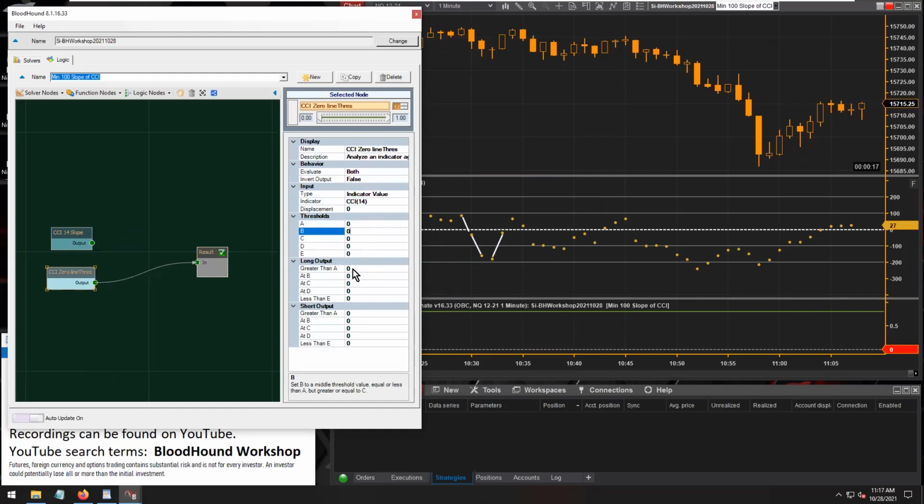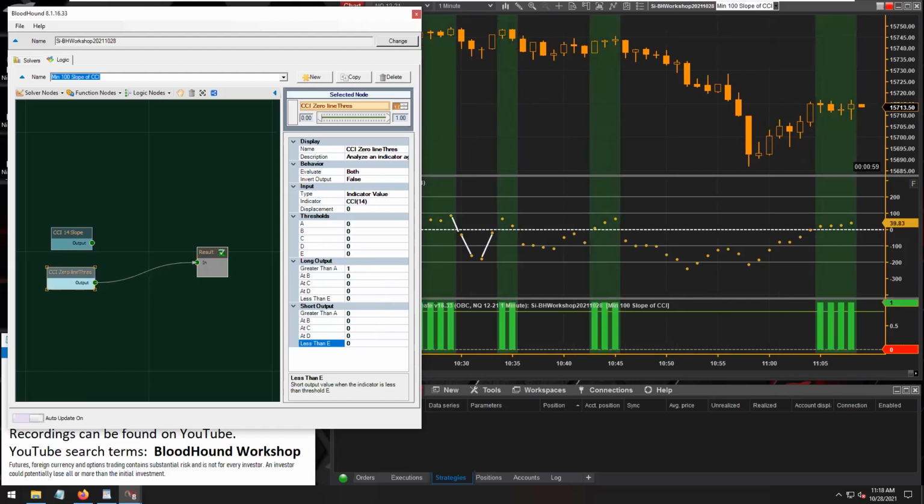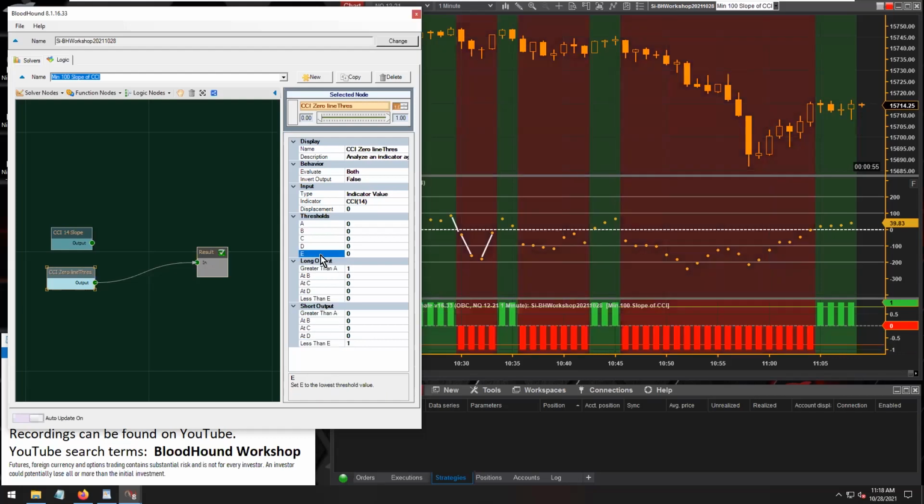Our threshold values here are all set to 0, so we're just going to leave them at 0. If we are looking for a long signal, greater than 0, then this is what we want. Greater than A. What is A? A equals 0. So we're going to put a 1 in there. And for the short outputs, we're going to put a 1 in less than E. E equals the 0 line threshold value.